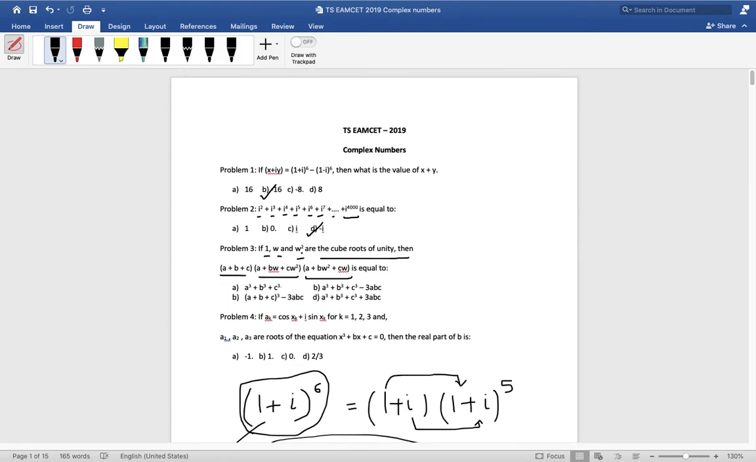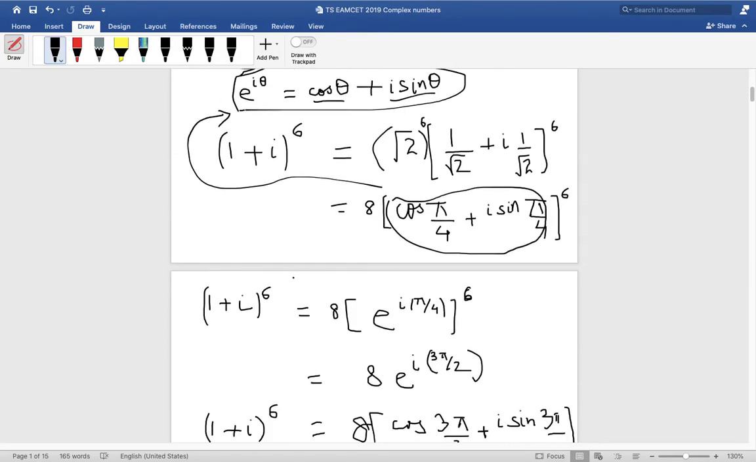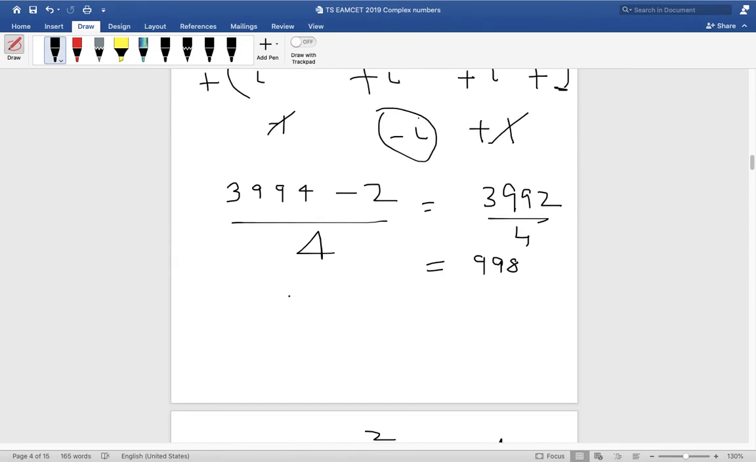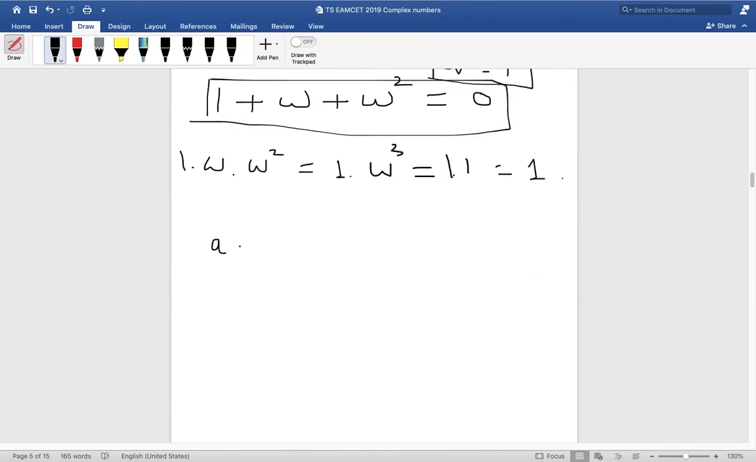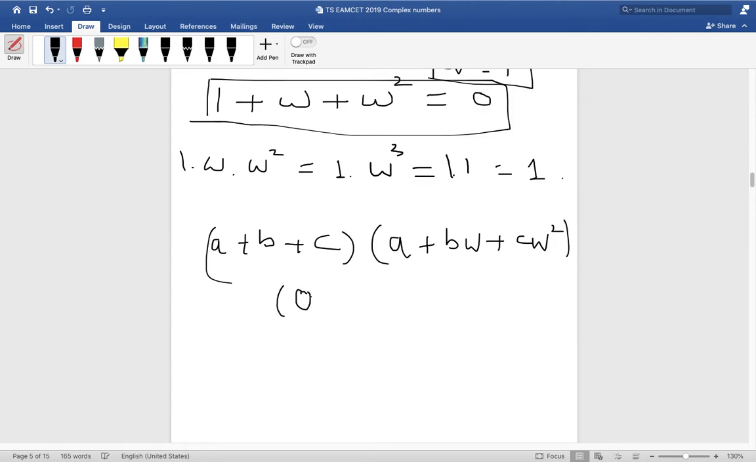So what do I have? I have (a plus b plus c) into (a plus b omega plus c omega square). This is a lot of work. (a plus b plus c) into (a plus b omega plus c omega square) times (a plus b omega square plus c omega). You will have to open the brackets and see what is going on inside.